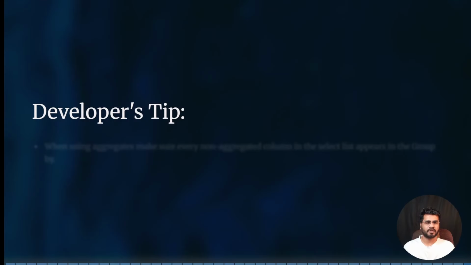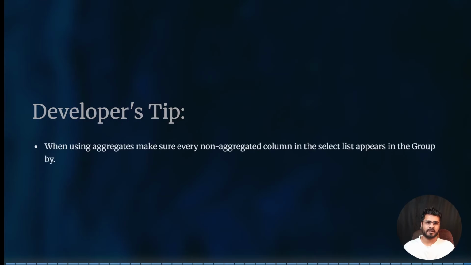Okay, so here is today's tip for you. When using aggregates, make sure every non-aggregated column in the select list appears in the group by. Why it matters? Because we selected customer ID, first name and last name and computed the sum of amount. Without grouping by those fields, the SQL server would error. Grouping guarantees one row per customer with the correct total.